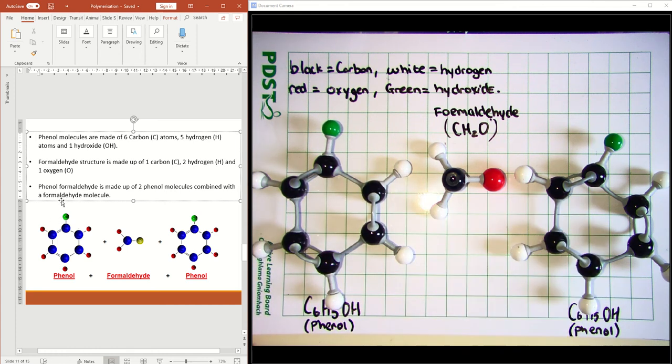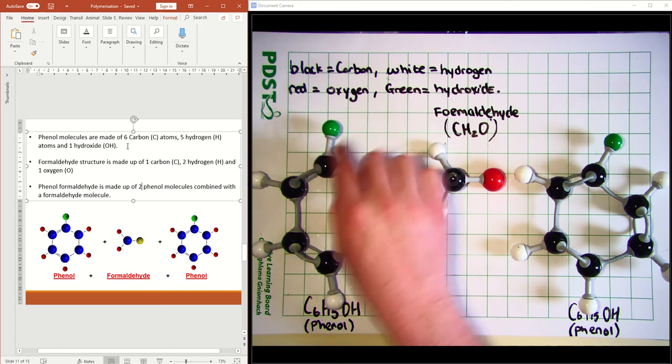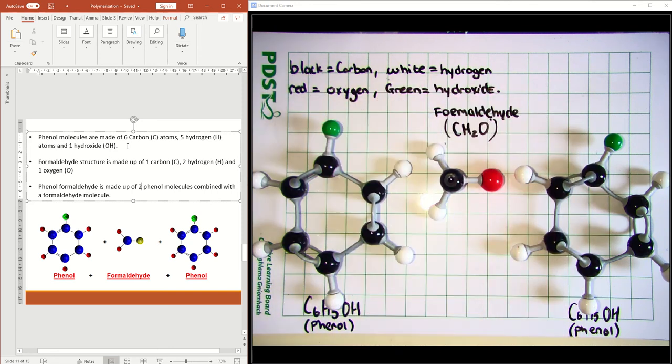So phenol molecules are made up of 6 carbon atoms, 5 hydrogen atoms, and a hydroxide. Okay, so it's the phenyl group joined together with a hydroxy group. Now, here black represents carbon, white represents hydrogen, red represents oxygen, and green represents the hydroxide or the OH. So the formula for this is going to be C6H5OH. Okay, I'll just put that in bold. C6H5OH. Where does this come from?